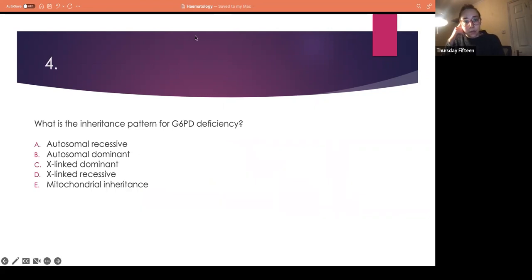Okay, so question 4. This one's looking at what we've already touched on, so G6PD deficiency. So we know it's a type of inherited hemolytic anemia, and it's just asking you about the inheritance pattern of that.